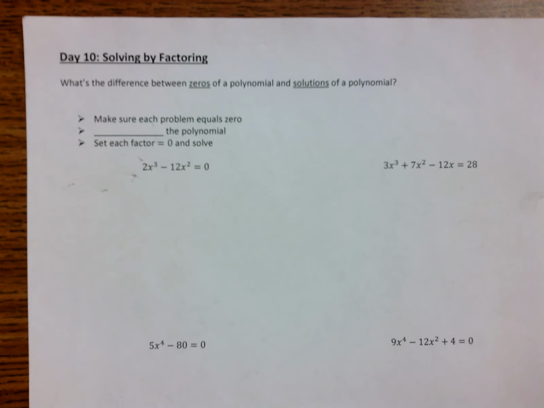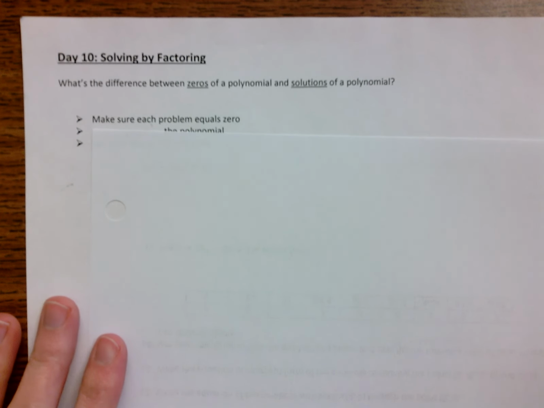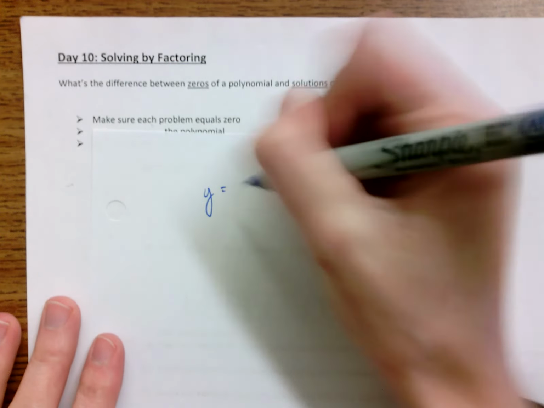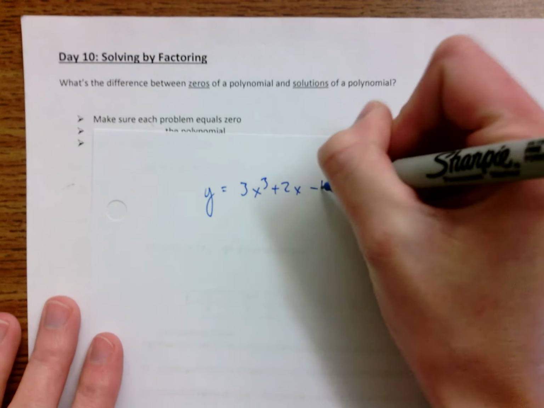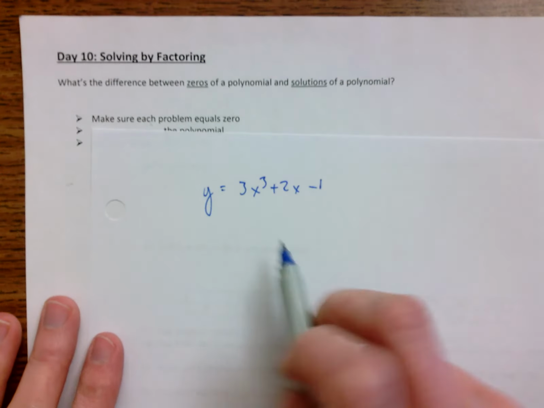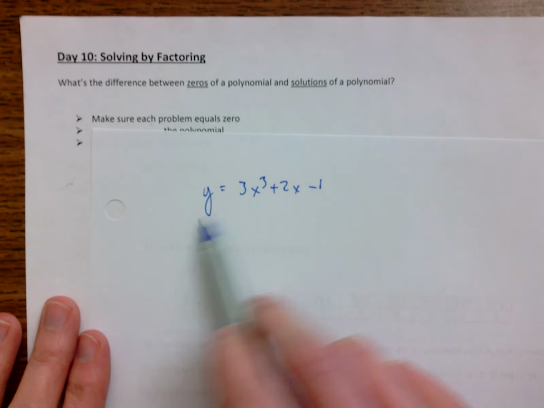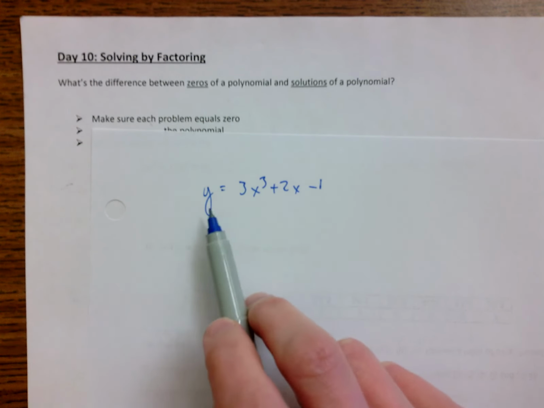So functionally, the zeros and the solutions are kind of the same thing, but they are technically a little bit different, okay? So here's what the difference is. When you talk about the zeros of a polynomial, you find zeros when you have a function like y equals 3x cubed plus 2x squared minus 1, right? So this is a function. It's got an x and a y in it, or it could be x and f of x.